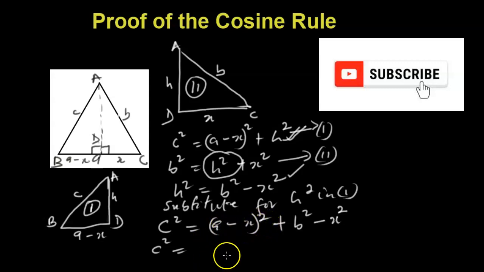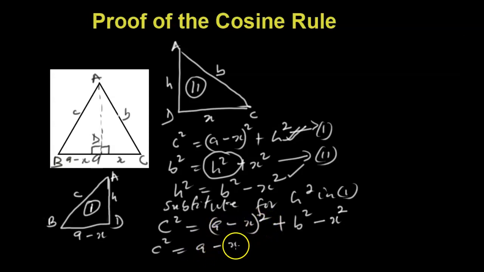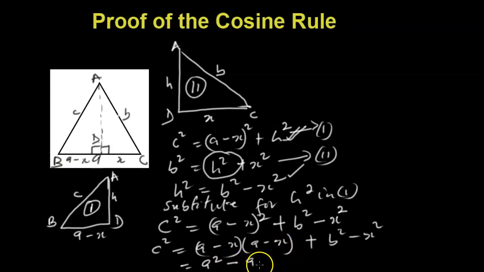So that c squared obviously will be equal to, expand (a minus x) all squared. That's (a minus x) into (a minus x), plus b squared minus x squared. Now let's solve this out first. That will be equal to a times a, that's a squared. a times minus x, that's minus ax. Minus x times a, that's minus ax. Minus x times minus x, that's plus x squared. Plus b squared, which we have here, minus x squared.